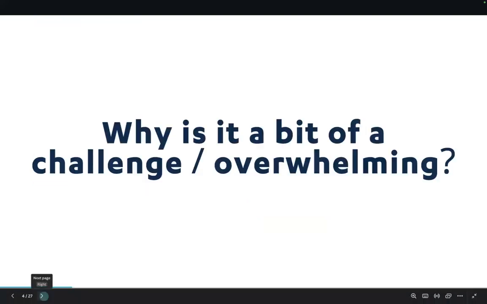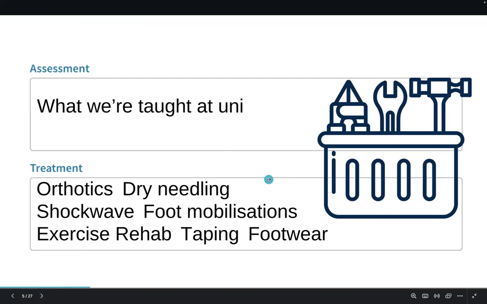Why do I think, and this could be just a theory I've got, that it's a bit of a challenge and overwhelming to implement? It's because I think traditionally what podiatrists are really good at, and what we do, is we add tools to our toolbox to help with treating people. And VALD assessments are a tool to actually assess people.